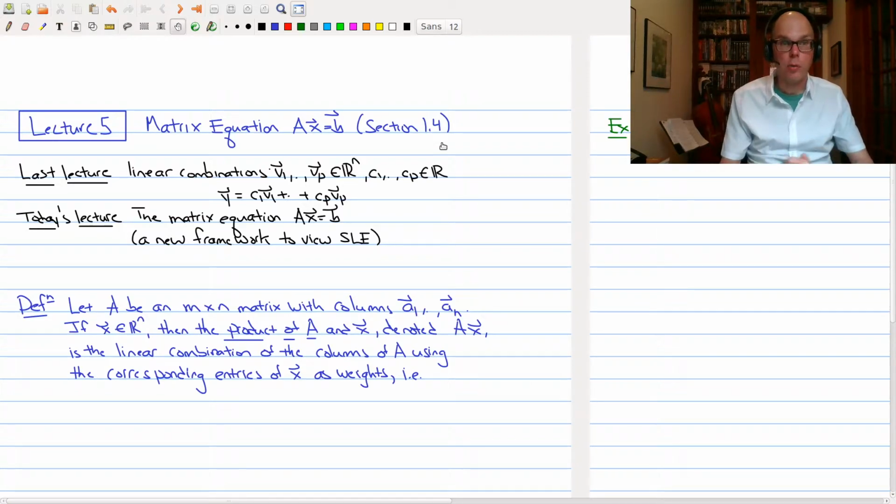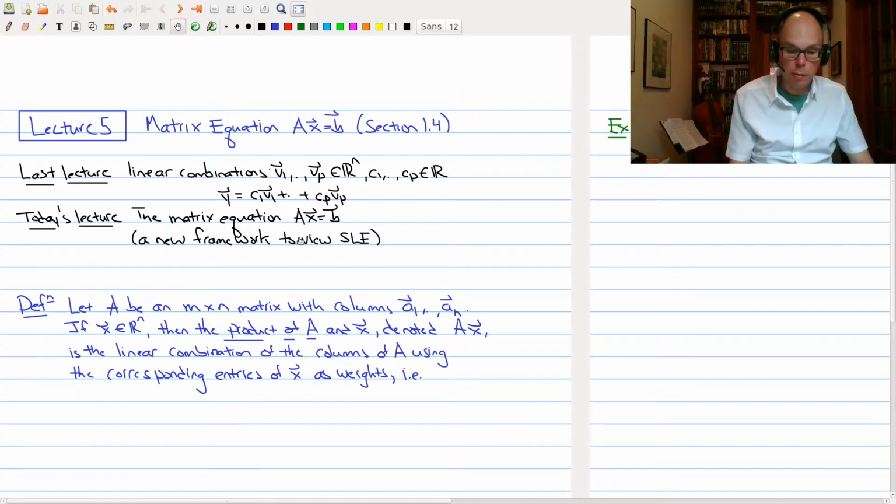Now, just a quick recap of what we were doing last lecture. In the last lecture, we looked at linear combinations of vectors. Just remember what that means: we take any collection of p vectors in Rn, and we take C1 through Cp to be real numbers, and we do a linear combination of those vectors, and we can make new vectors from that. In today's lecture, what we're going to be looking at is what we call the matrix equation AX equals B. And we'll see the linear combination notion come up a number of times in today's lecture.